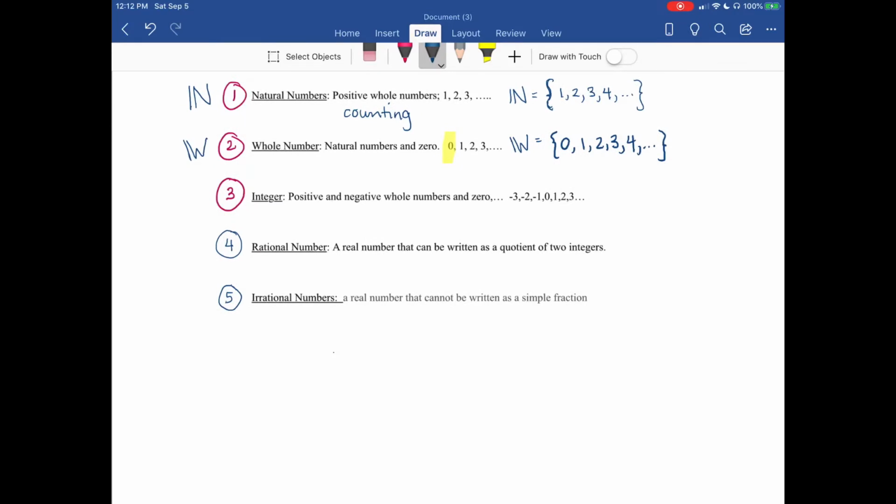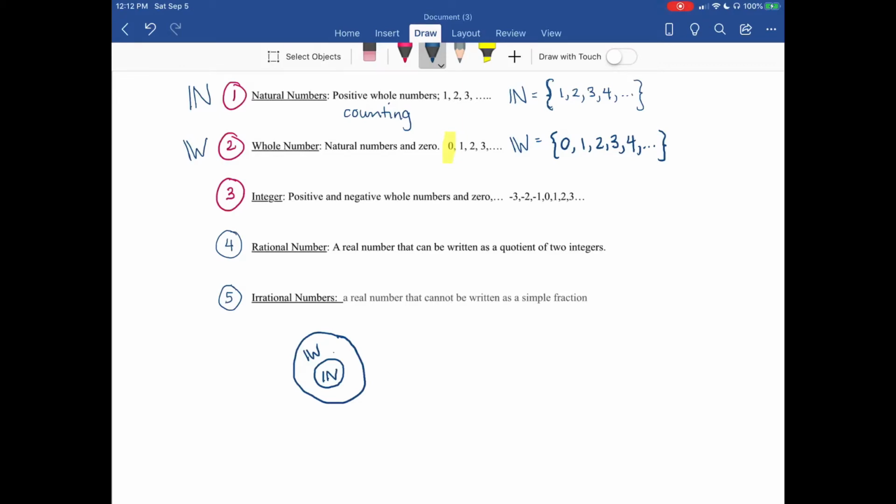So we've got natural and we've got whole. And underneath here, I'm going to show you a Venn diagram. And this tells us that every number that is a natural number is by default going to be a whole number too.